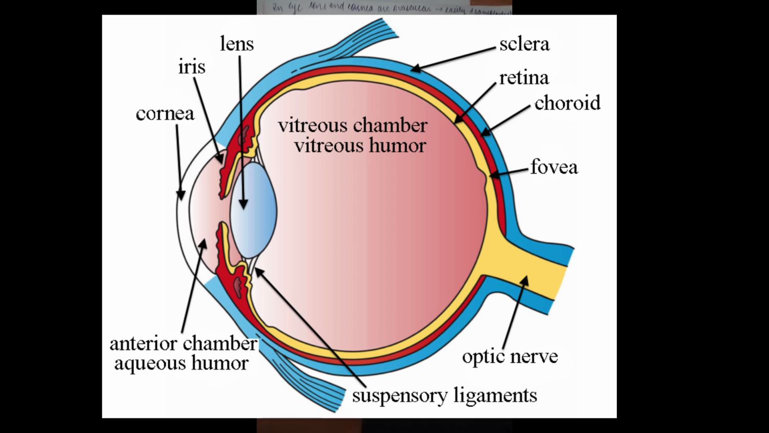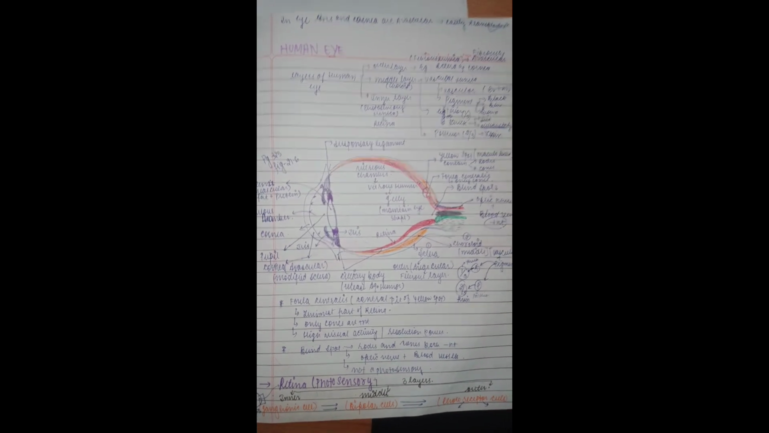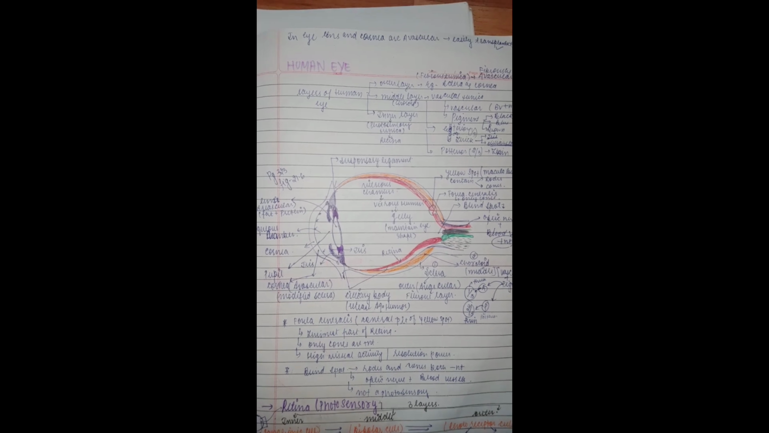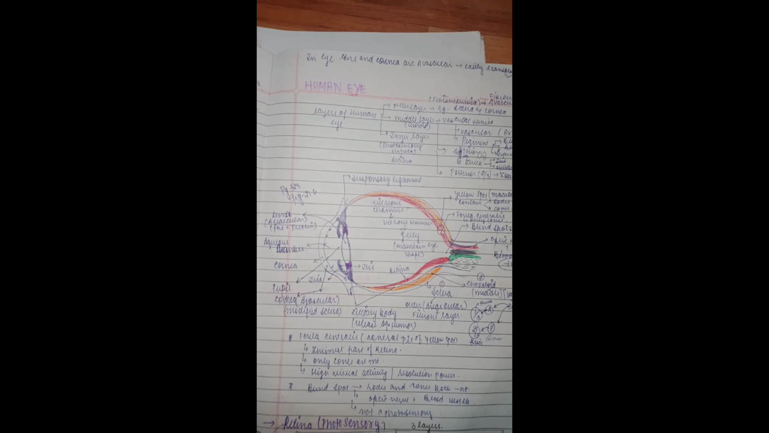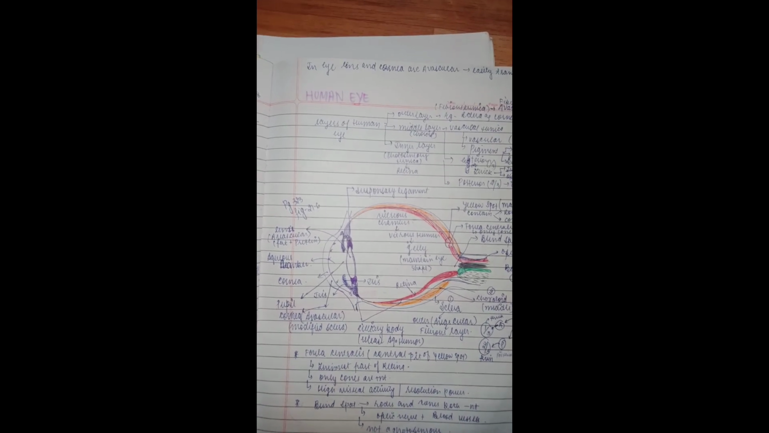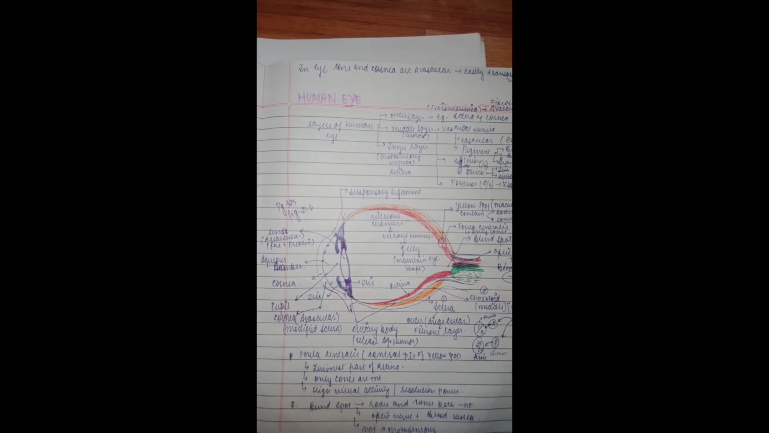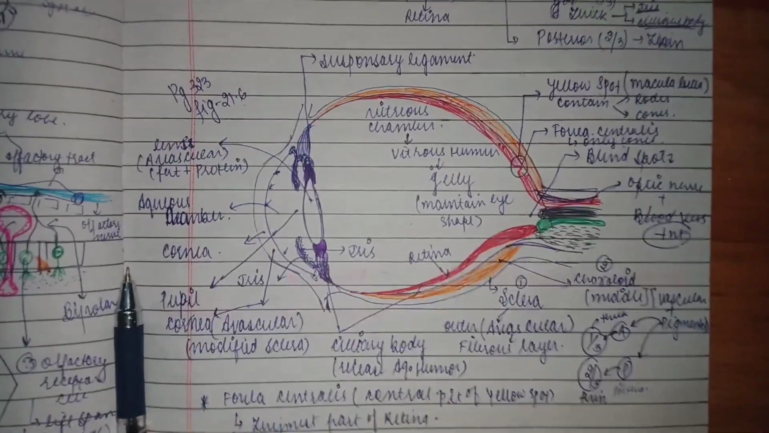In the human eye, we have layers. First, the outer layer, which is made up of the sclera and cornea, is a fibrous tunica. The middle layer is the choroid layer, which is a vascular tunica, and the inner layer is a photosensory tunica, which we know is the retina. Let's understand the diagram of the human eye.